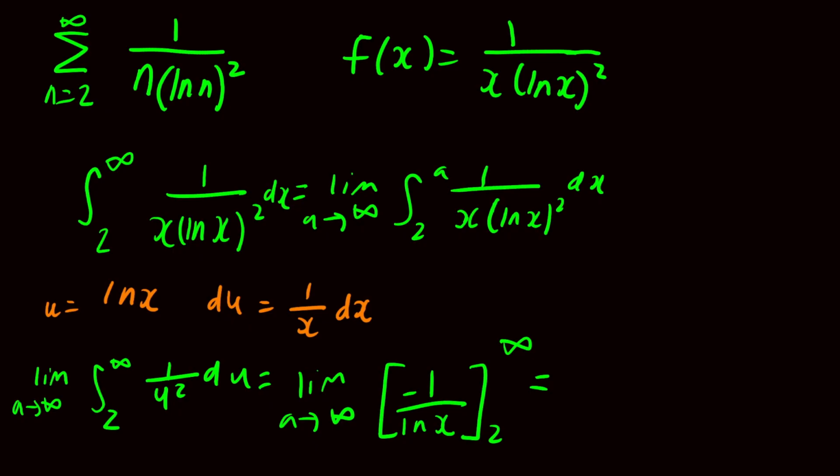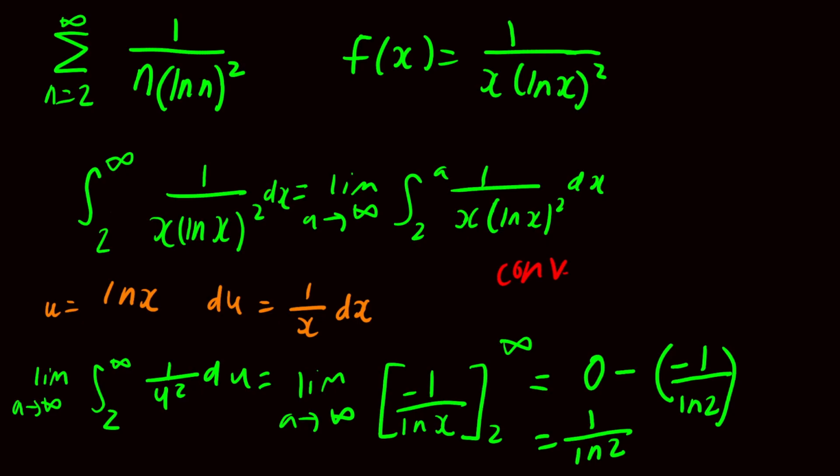Now we can start putting it in. If we put in infinity, ln of infinity is going to be infinity, and 1 over infinity converges to 0. So it'd be 0 minus, then we put in our second value using FTOC, minus 1 over ln 2. What does that equal? 1 over ln 2, and that is a finite value, which means the integral converges, which means the series also converges. And boom, that's it.